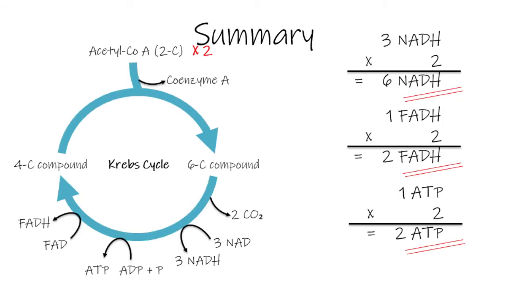Therefore, in summary, in each cycle, 3 molecules of NADH, 1 molecule of FADH, and 1 molecule of ATP are formed from 1 pyruvate molecule. Since each glucose molecule generates 2 pyruvate molecules, a total of 6 NADH, 2 FADH, and 2 ATP are formed from 1 glucose molecule.